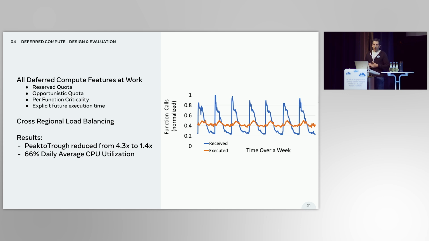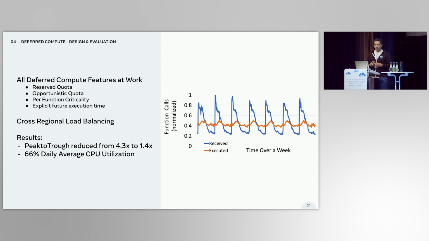Now, let's look at all these features and see how they work in production. On deferred compute, we have 4 features: reserved quota, opportunistic quota, per function criticality, and explicit future execution time. We also have cross-regional load balancing. As Soteris mentioned in the system diagram, we are able to route traffic to different regions based on the worker utilization. And that way, we're not going to end up with one region that's running hot and another region which is underutilized. So in combination, having all of these features, we're able to flatten the execution curve of our functions.